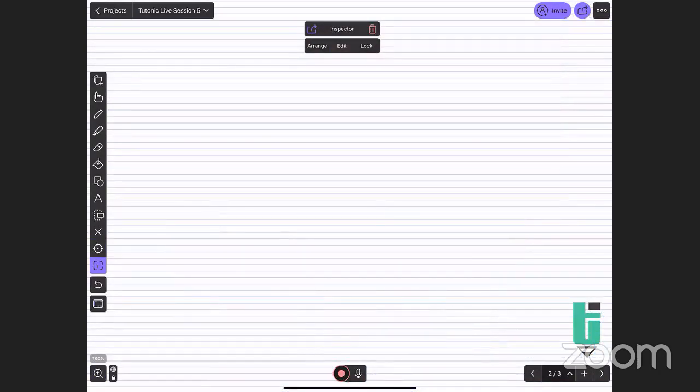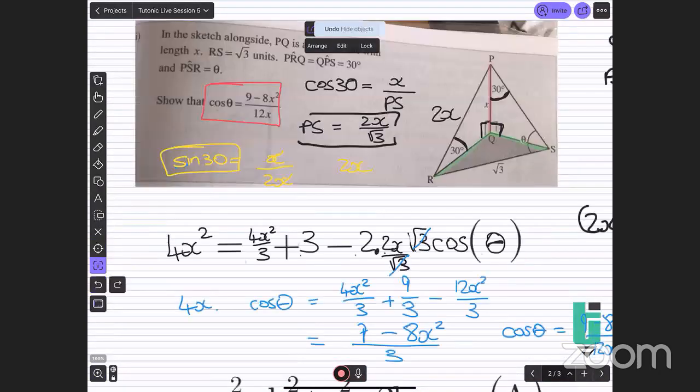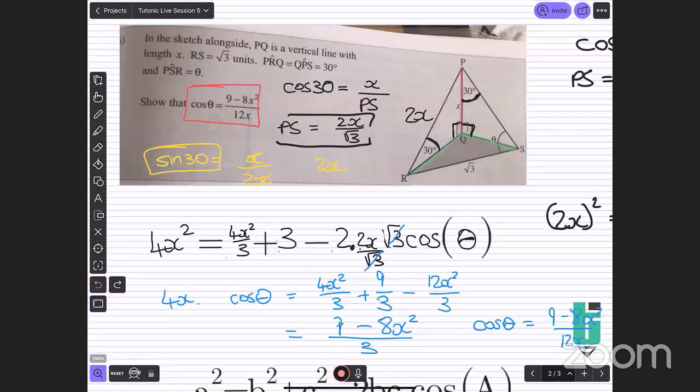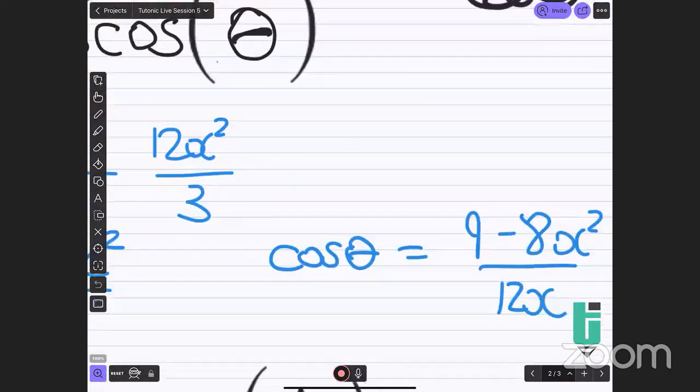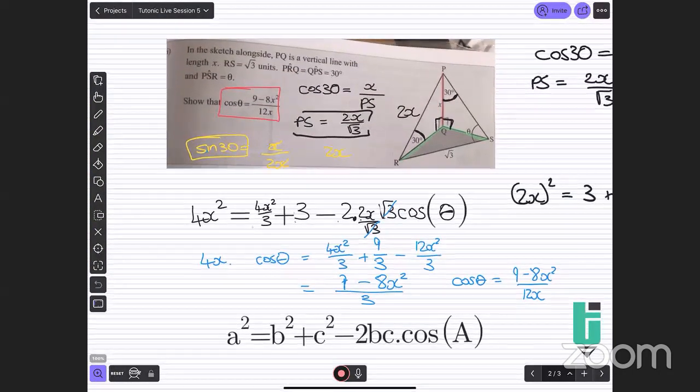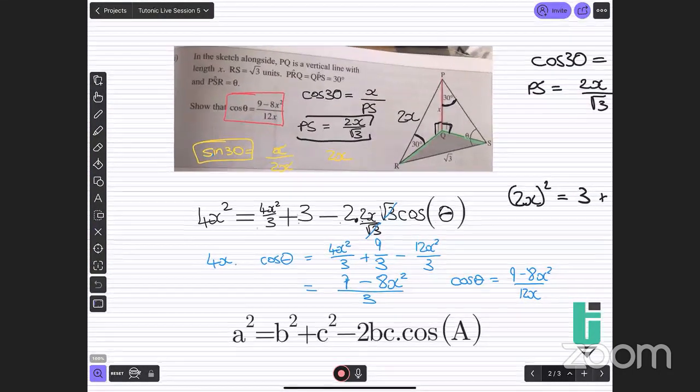Wait, you didn't get to the answer though. Oh, sorry. We still have the answer, 12x. No, you need 12x in the denominator. Yeah, so then you divide out by... what do you mean? Sorry, I didn't see that. My bad. Oh, okay.